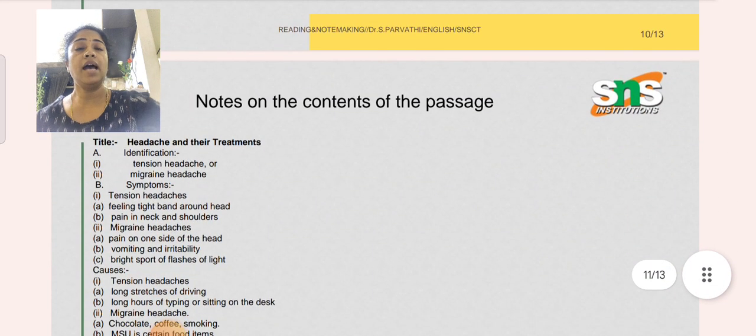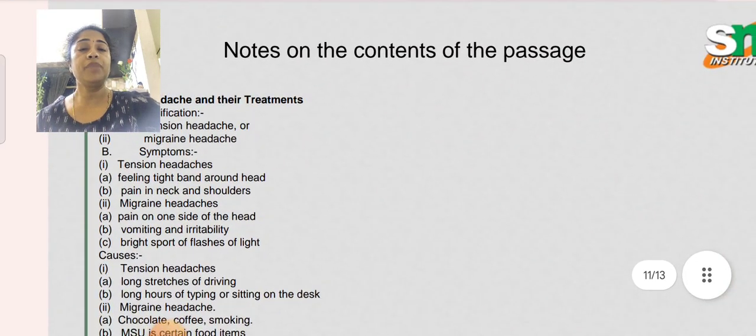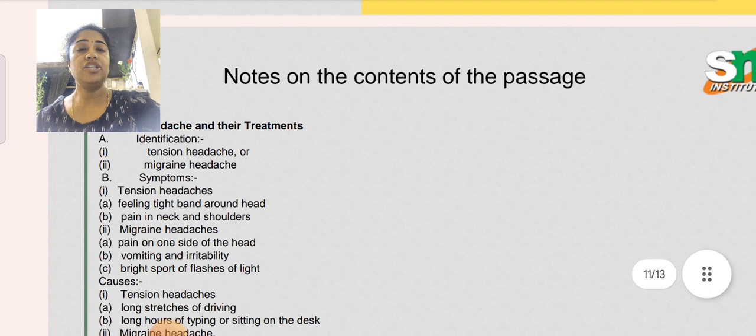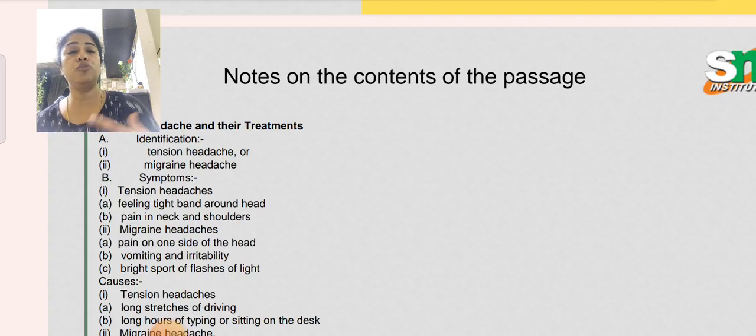Look at this, and here they have come up with the notes. The title is headache and their treatments. Identification: the first paragraph is identification. You will get tension headache and migraine headache, right? And what are the symptoms? When you read the paragraph, you come to know what the symptoms are. Okay, vomiting, irritability, and bright spotlights that irritate them. All those things come under this.